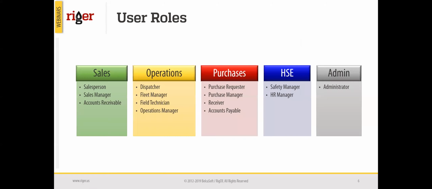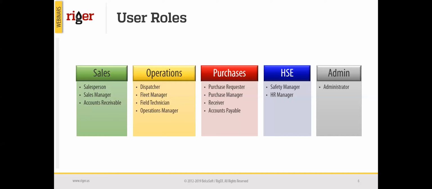So in the next slide, you can see that user roles became more advanced, more organized, and more functional in the new release of RigER 7.0 Oklahoma City version. And we have different roles to segregate different functions in RigER to understand different rights in the system. And now you can find 5 different groups of the user roles. So these groups are sales, operations, purchases, HSE, and admin group.